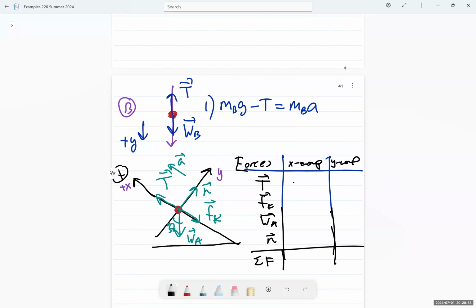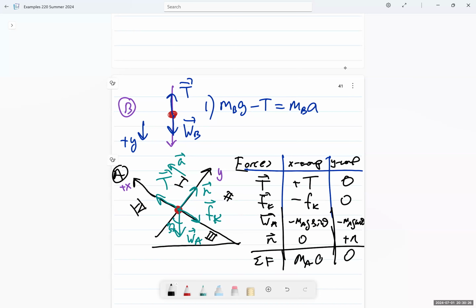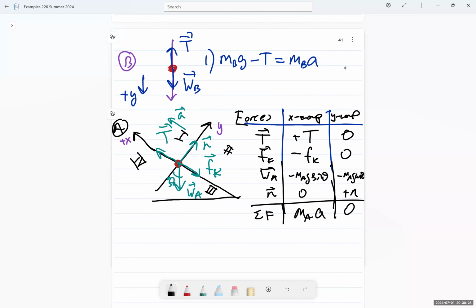All right, so let's put the tension here, kinetic friction, weight of A, and normal force. The tension is in the positive X direction, no Y component. Kinetic friction is in the negative X direction, no Y component. Weight is in the third quadrant, so both components are negative: negative MAG sine theta, negative MAG cosine theta, and the normal force is 0 plus N. The only difference now is I have mass A times acceleration for the X component.